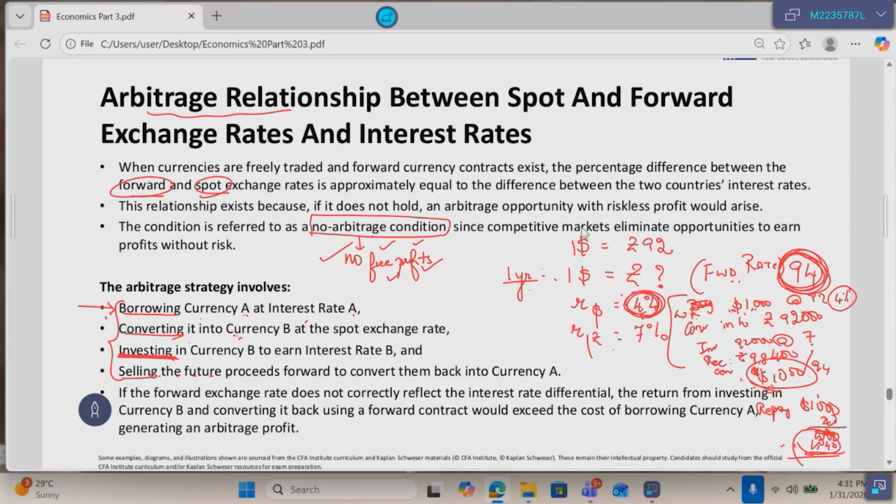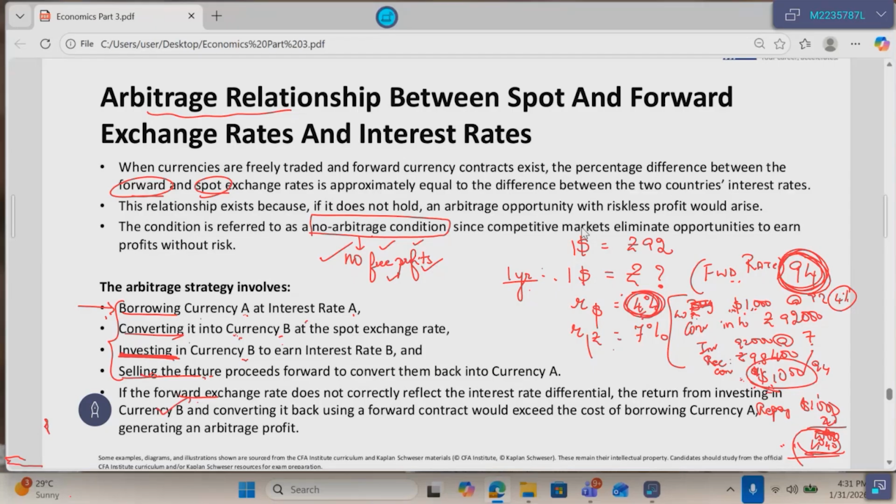Borrow currency A, $1,000. Convert to currency B, 90,000 rupees. Invest 90,000 rupees and earn 7%. Right? Paisa mil gaya. Now you have to convert it back into dollars. For that, you are selling at the future forward rate, and the forex rate will not correct, because the rate that you agreed to, that's the forward rate or future rate, will always be confirmed.